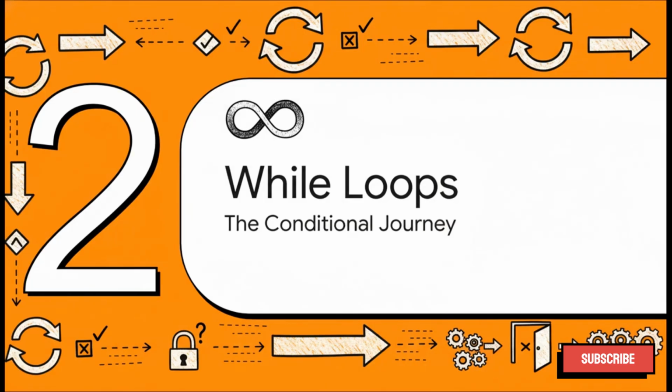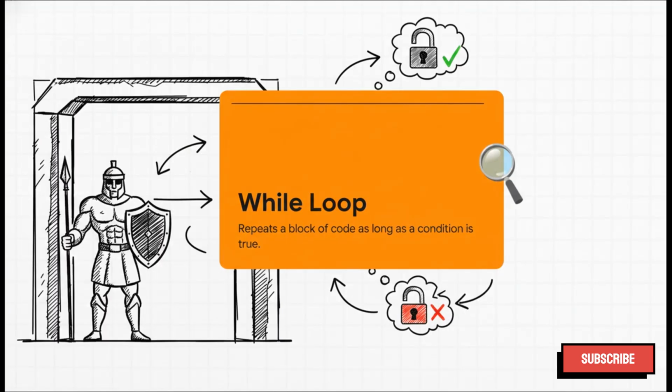All right, building on that, now that we can make a choice, what if we need to do something over and over again? This is where loops come in, and we're going to start with the while loop. A while loop is kind of like a persistent guard. It just stands at the entrance to a block of code and only lets it run while a specific condition is true. The very moment that condition becomes false, nope, the loop stops.